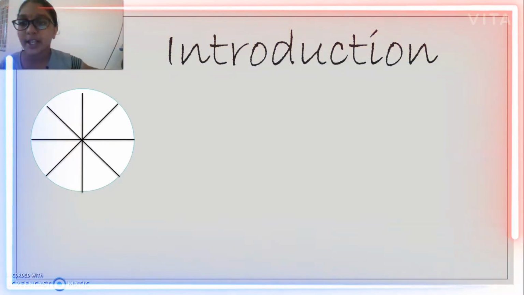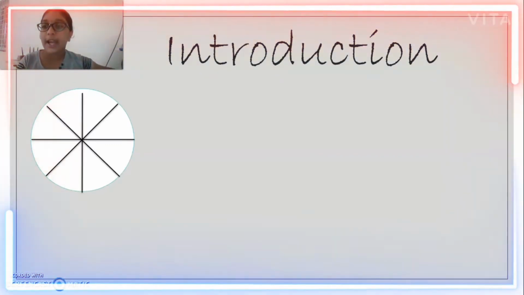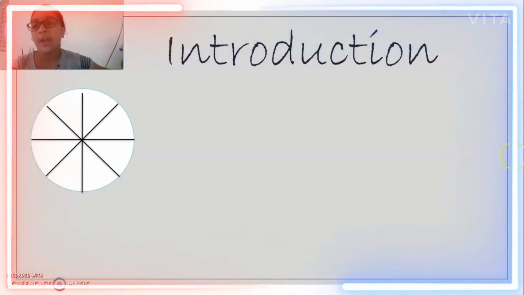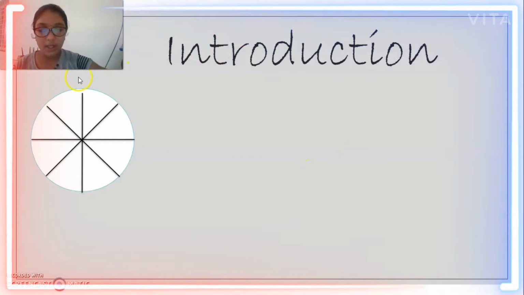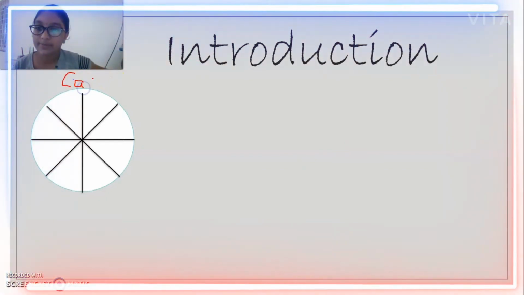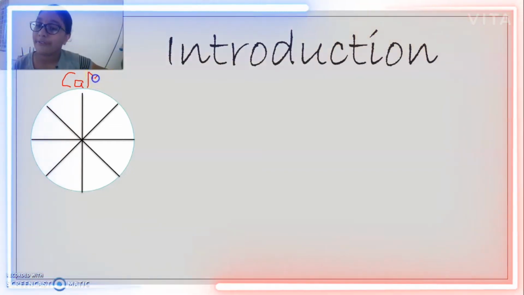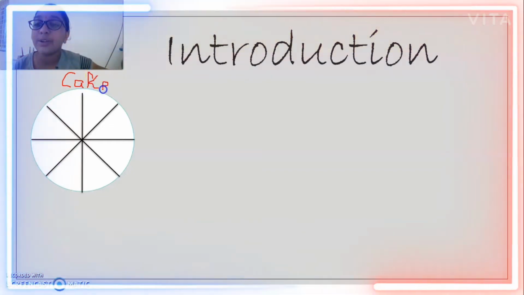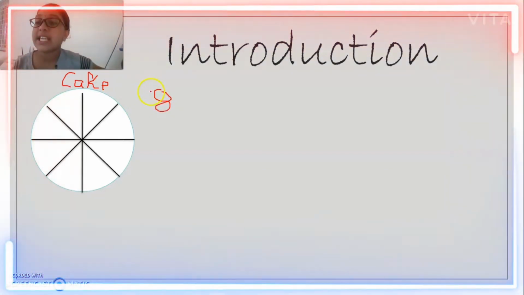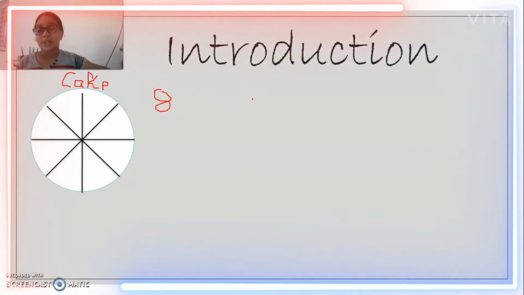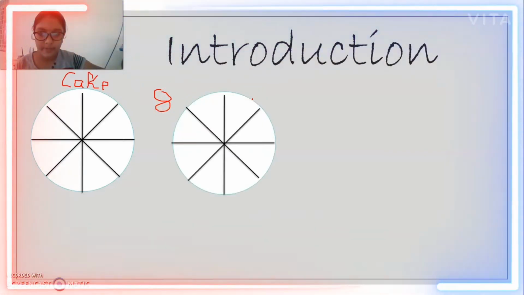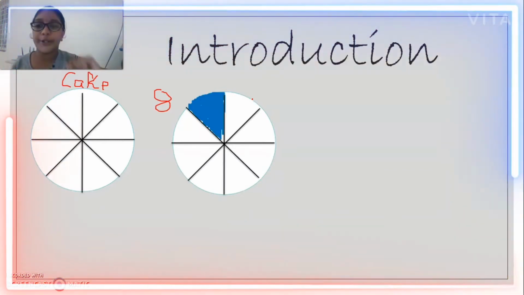Suppose it's your friend's birthday today and no birthday goes on without a birthday cake. So here we have a cake, and your friend has cut it into 8 equal parts. Remember that it is equal parts. Now you want to eat one of the pieces. Let's make our cake back again. The blue part you want to eat.